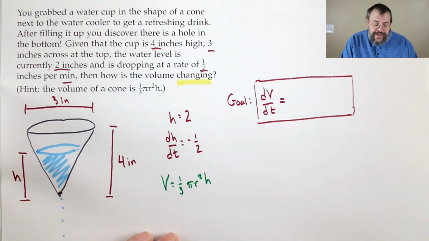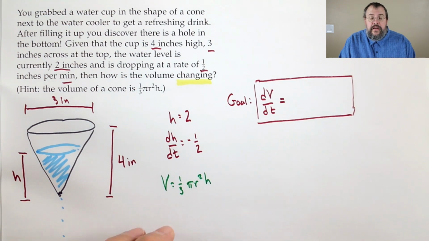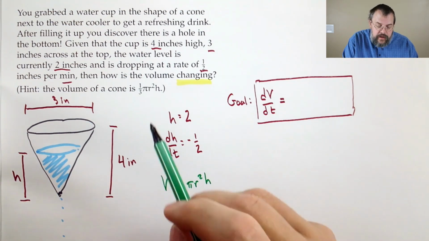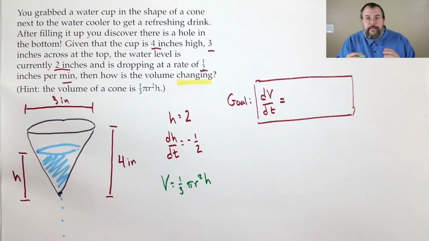Now, what's changing? Well, volume is changing. That's the volume of the water. I guess I should say, when it says how is the volume, it's the volume of the water. So, the volume of the water is changing. The height of the water is changing.